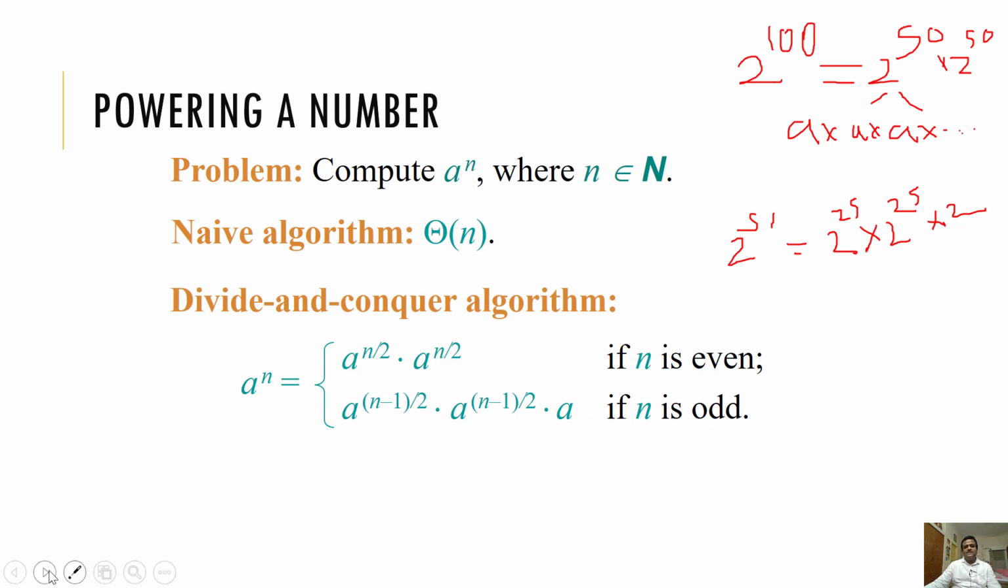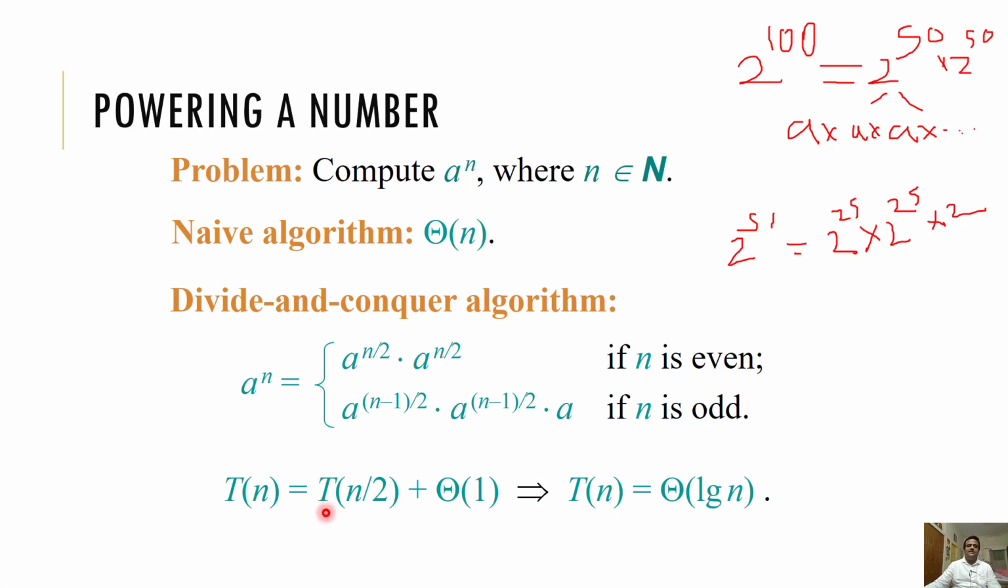So, what is the recurrence? We have the recurrence like this. We divide the problem into 1 sub problem of size n by 2, and this is the cost for divide and combining. So this recurrence is the same as the binary search recurrence, and the solution is big theta of log n. So we can do this powering of a number in log n time. Okay, so this is better than n.